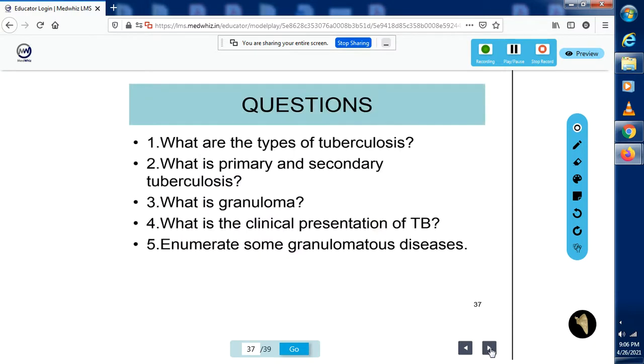Then coming to the questions, you should know what the types of tuberculosis are, what primary and secondary tuberculosis are, what a granuloma is, what the clinical presentation of tuberculosis is, and enumerate some granulomatous diseases. So please, all of you, answer all the questions given.